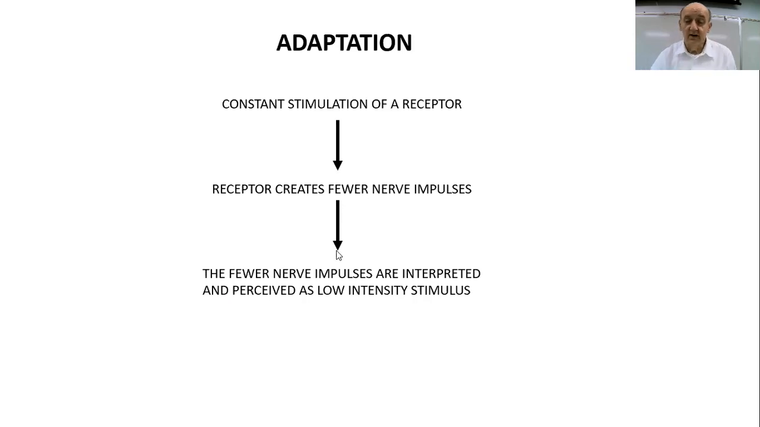And again, as a consequence of that, we detect this as a low intensity stimulus. In the case of the warm receptors, it would give us the lukewarm feeling. So this is the experiment for adaptation. We mentioned this in lecture.